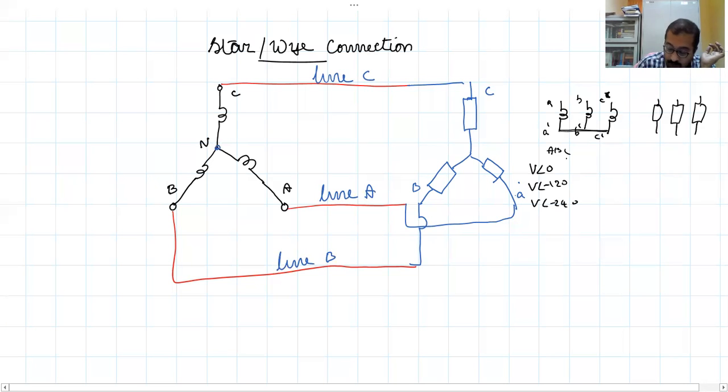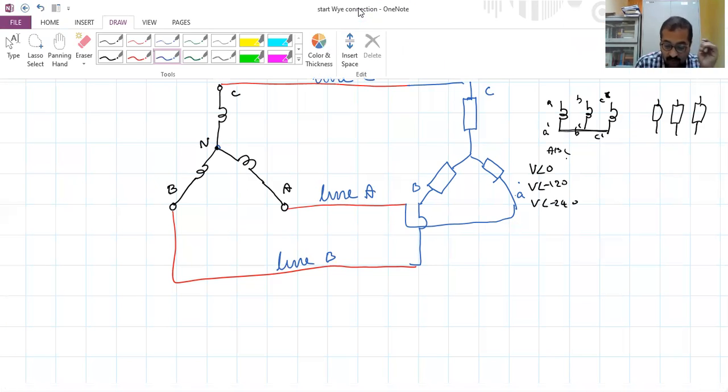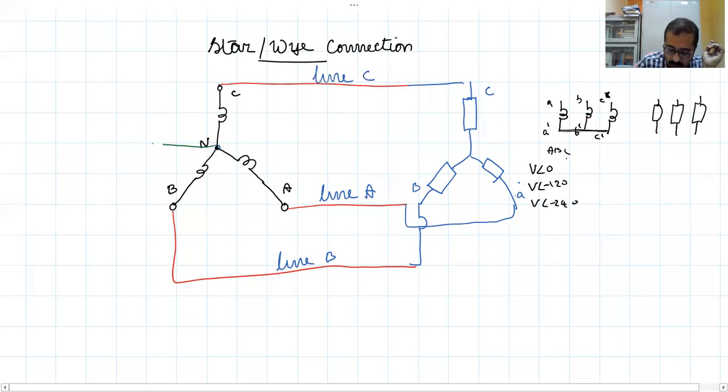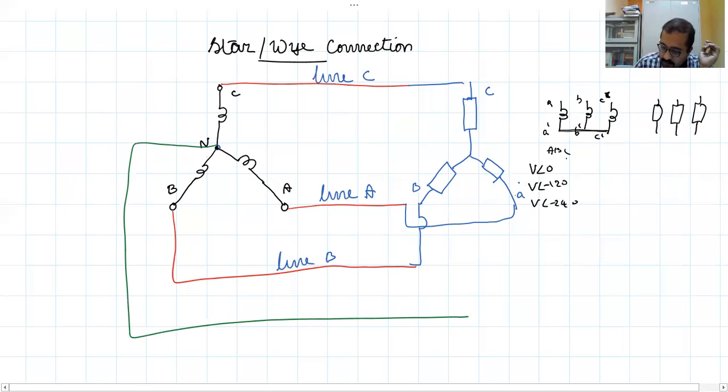If you want, you can take a wire from the common point. That is called the neutral line, and it can be connected, if necessary, with the neutral point of the load. This is called the neutral line.